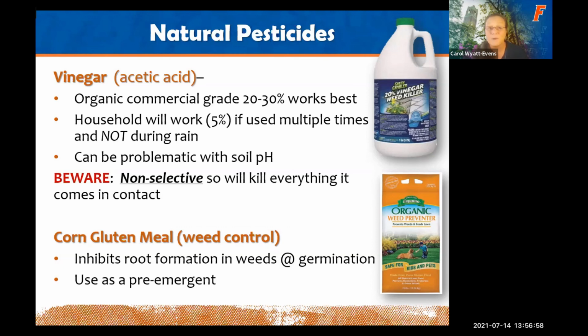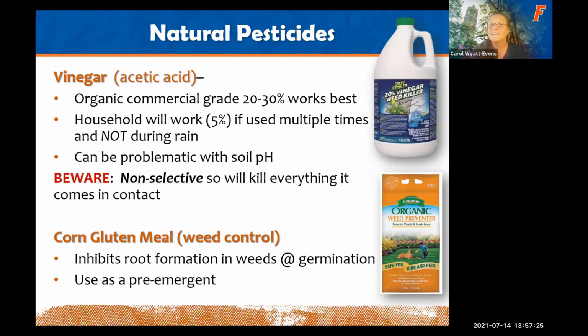Now, corn gluten meal, and we would use this as a weed control. Does it work? It's hit and miss. It's one of those things, with most of our natural products, that you have to know how to use it. Corn gluten meal only acts as a pre-emergence against germination by inhibiting root formation. It does nothing against existing weeds.